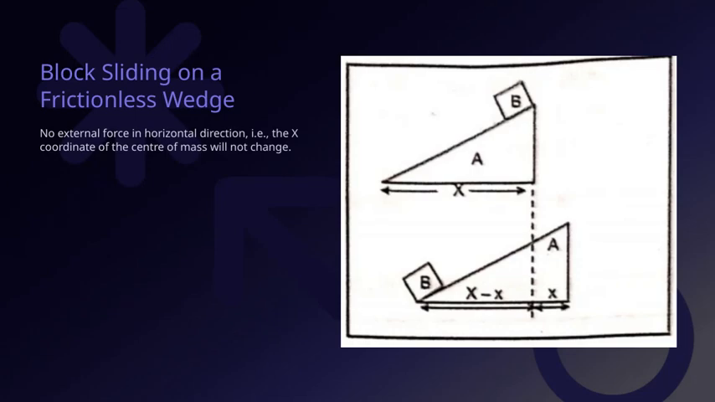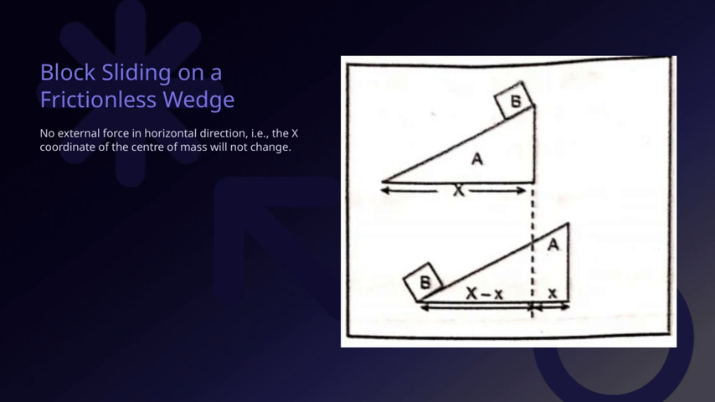So, one important point to remember is that there is no external force acting in the horizontal direction. This means that the horizontal component of the center of mass's position will remain constant over time. Essentially, the center of mass won't shift side to side because nothing is pushing or pulling it horizontally.